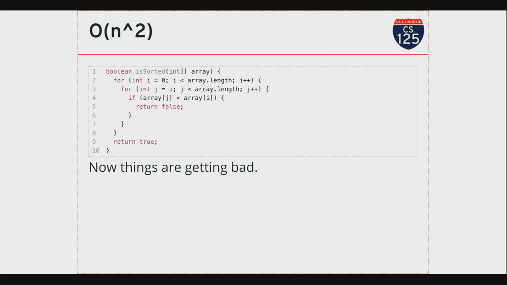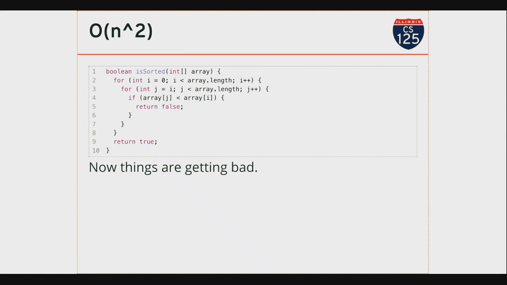So this is called isSorted. It returns a Boolean. It takes an array of integers as input. It's so nice to look at some imperative code again, right? Kind of fun. I have 2 loops. My first loop goes through the array. My second loop goes through the array and it starts at i. So it's not actually going through every element.